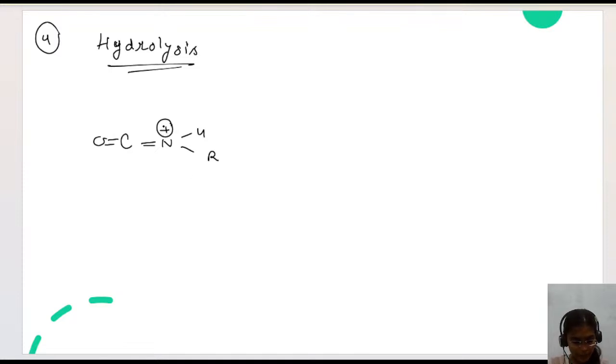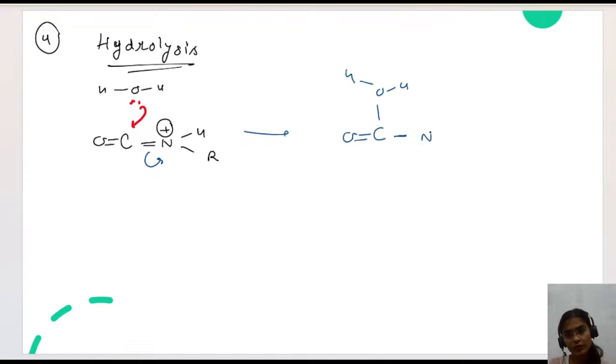So let's see that water again. This is the water. Oxygen has a lone pair. It attacks here. Since this oxygen is going to combine here and carbon already has four bonds, this bond basically opens up. So let's see, that is a carbon, water, and double bond, nitrogen, hydrogen, and this is R again.